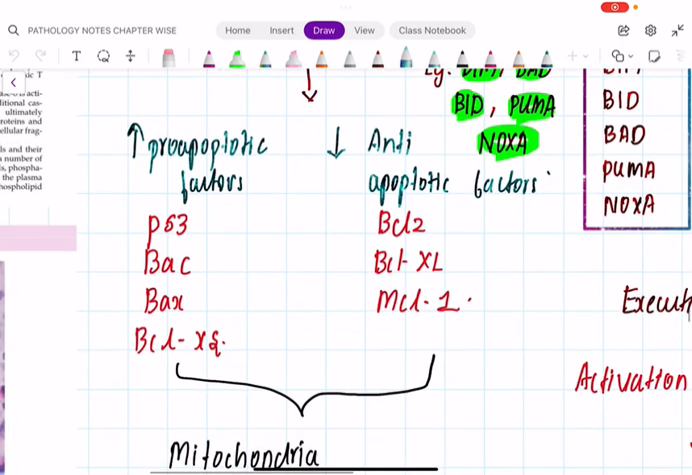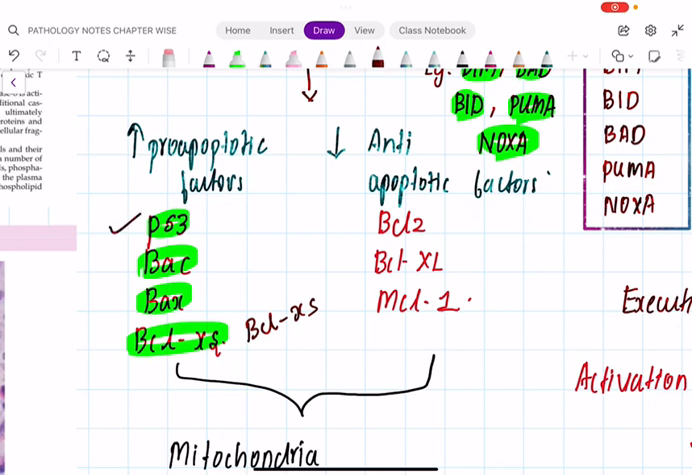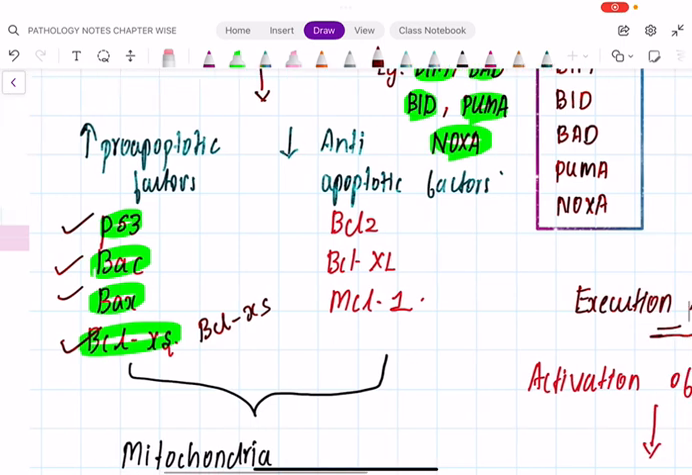What are the pro-apoptotic factors? P53, BAX, BCLXS. Yes, I know, very difficult, no other way. P53, BAX, BCLXS. They are encouraged. What are discouraged? Anti-apoptotic factors.